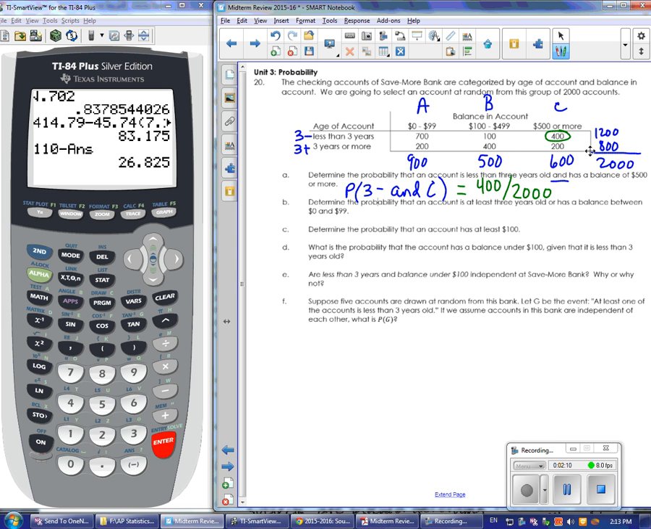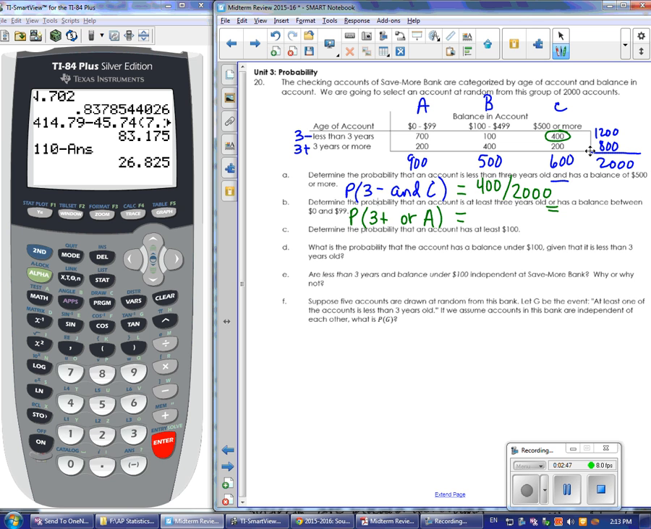In the next one, it says determine the probability that an account is at least 3 years old or has a balance between 0 and 99. So this is an or statement. So I'm looking for the probability at least 3 years old. I define that with a 3 plus. I'm going to use the word or because that's what it tells me to do. And I'm looking for between 0 and $99, which is letter A. Now, in this case, there's several ways you can do it. You could use your probability rule here, which would be the probability of 3 or more years old plus the probability of A minus the probability of both. You could certainly do it that way.